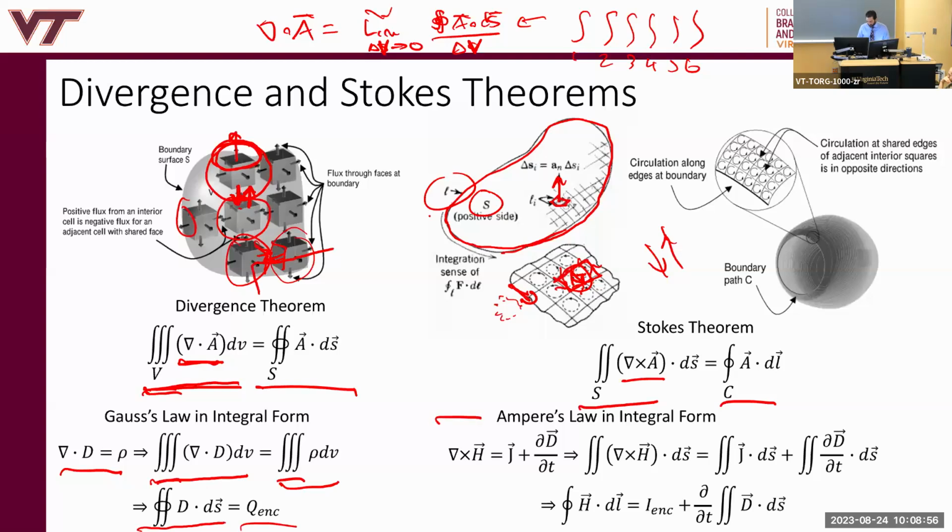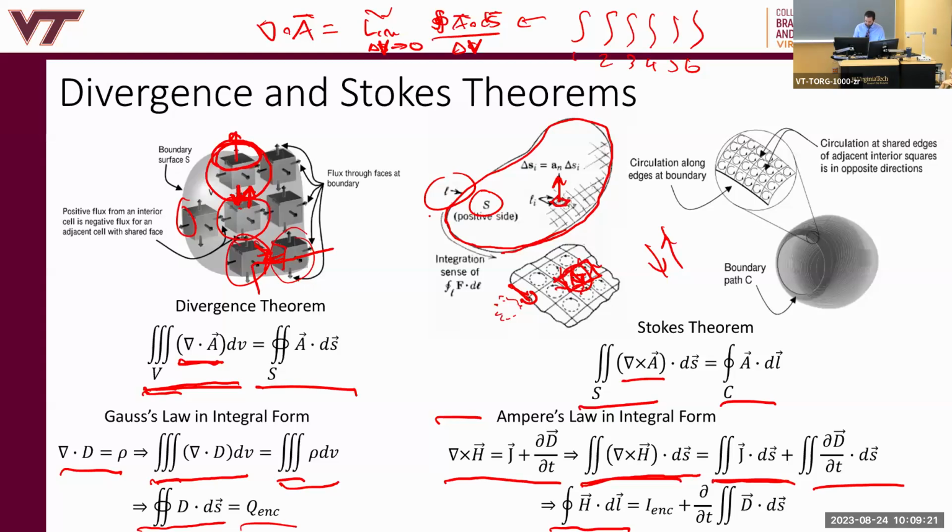Let's do one with Stokes. The curl of H is J plus partial D partial t. Take the surface integral of both sides. It still has the same equality. On the left, I'm taking the surface integral of the curl of H dotted with dS. I can write that as the integral of H dot dl, which is integrating H around the closed path bounding the surface S.